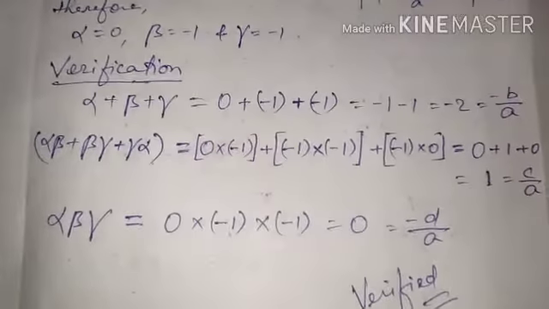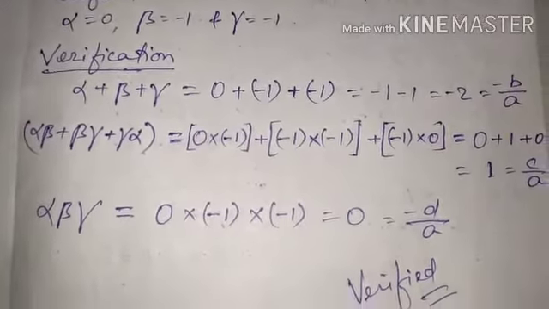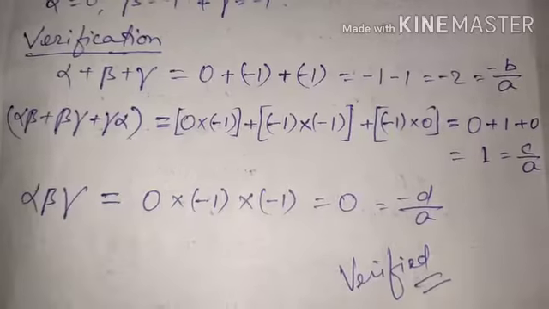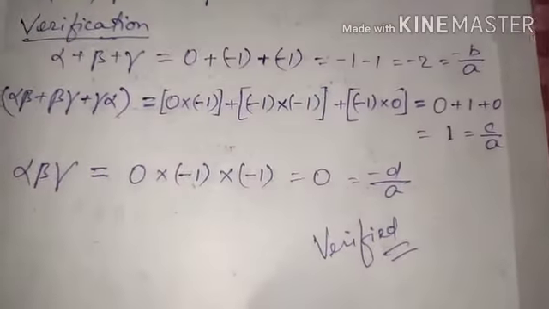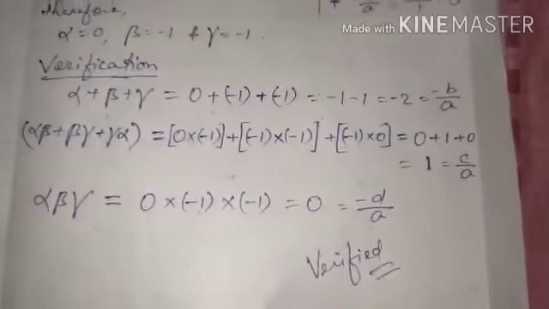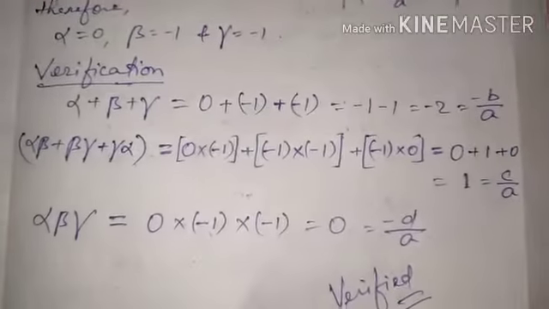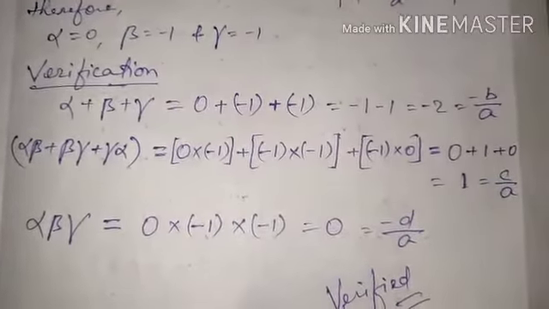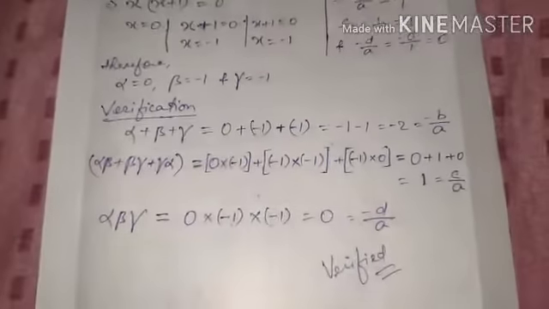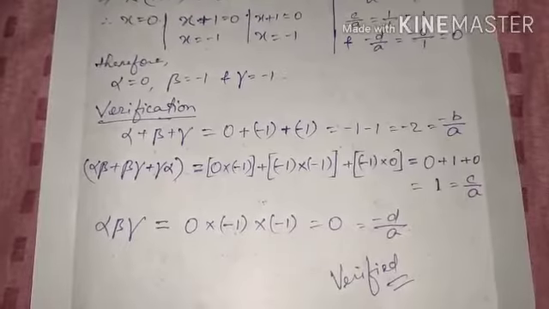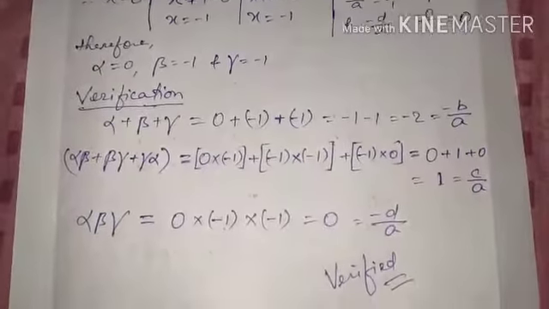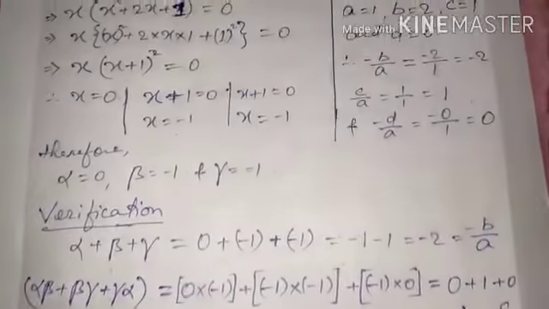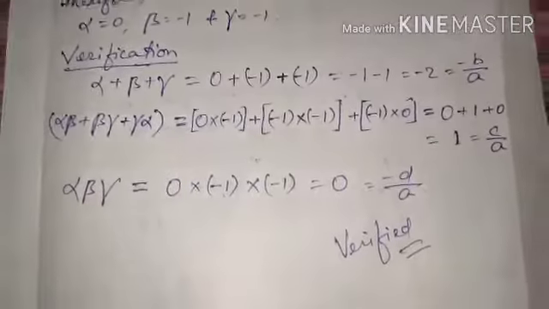taking the sum of the product of the zeros two at a time. So this relation is alpha beta plus beta gamma plus gamma alpha, and then again we substitute the values. It's nothing more to worry about, it's a very easy thing. All of you can do it easily. So just substitute the values, and then you can easily get the required result. And after solving it, you see that you get 1, and c by a value is also equal to 1. It means this is also verified.